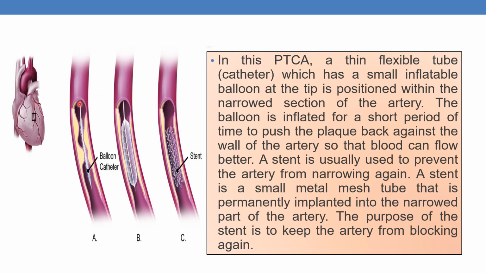Here you can see this is the catheter, this is the narrowed blood vessel. These are the plaques. Yellow color ones are the plaques. This is the catheter. It is placed, which has an inflatable balloon, and the balloon is inflated for a short period of time to push the plaque back against the wall of the artery. And in some cases, a stent is also placed in order to prevent the artery from blocking again. This is nothing but percutaneous transluminal coronary angioplasty along with stent placement.